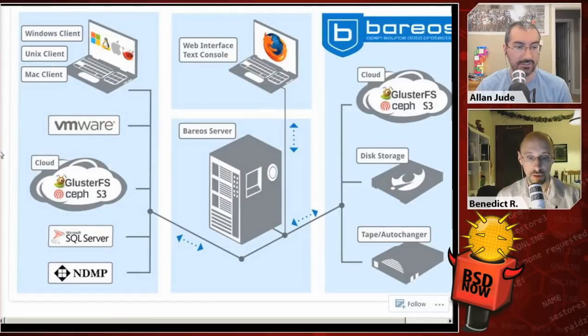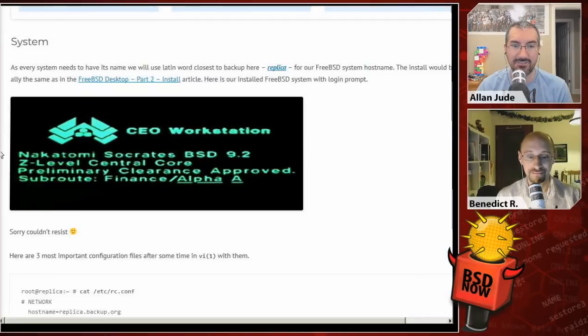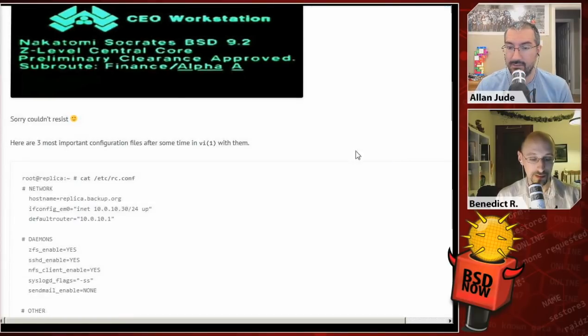So, first system. As every system needs to have its name, we use the Latin word closest to our backup here, replica, for our FreeBSD system hostname. So just do a regular FreeBSD install on it. And once you get to the login prompt, then you want to start doing the fun stuff. So configure your network, enable your various daemons that you want or whatever.